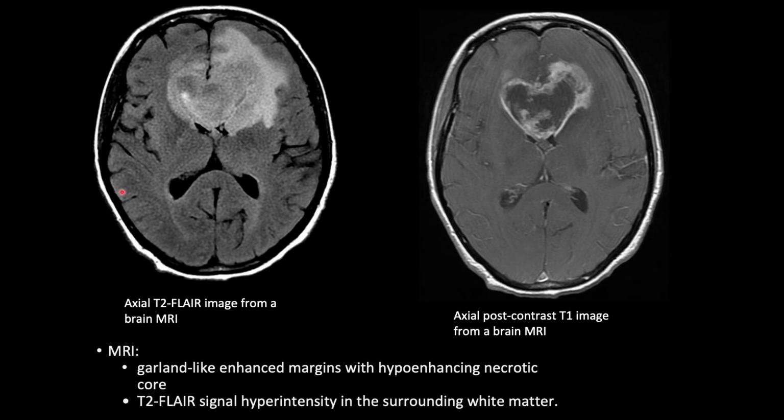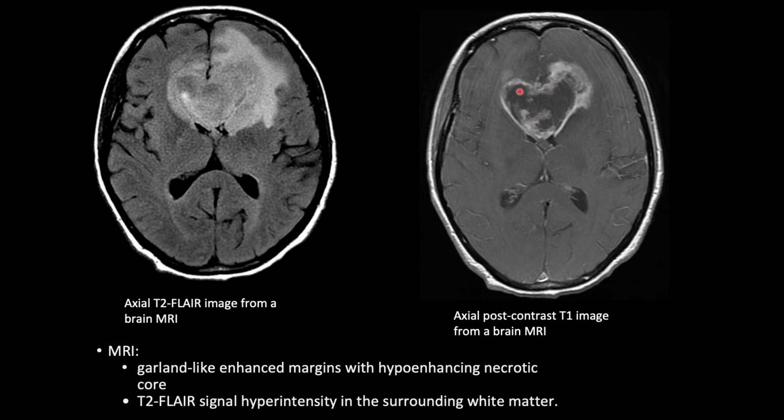On the left is an image from a T2 FLAIR MRI sequence, meaning a T2 weighted sequence with the CSF signal suppressed. The image on the right is from a T1 weighted sequence after contrast was administered. On MRI, glioblastomas show up as garland-like masses with enhanced margins. The margins of the tumor are described as irregular, and that's where they get this garland-like description.